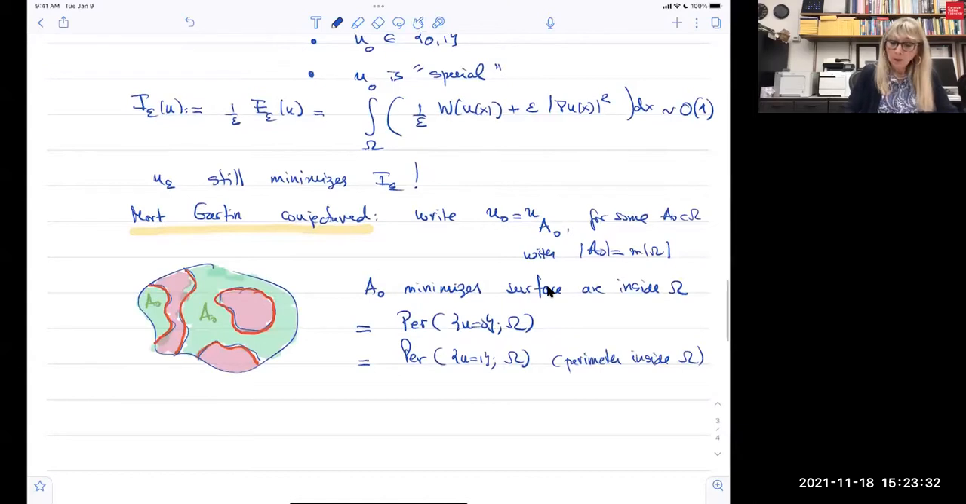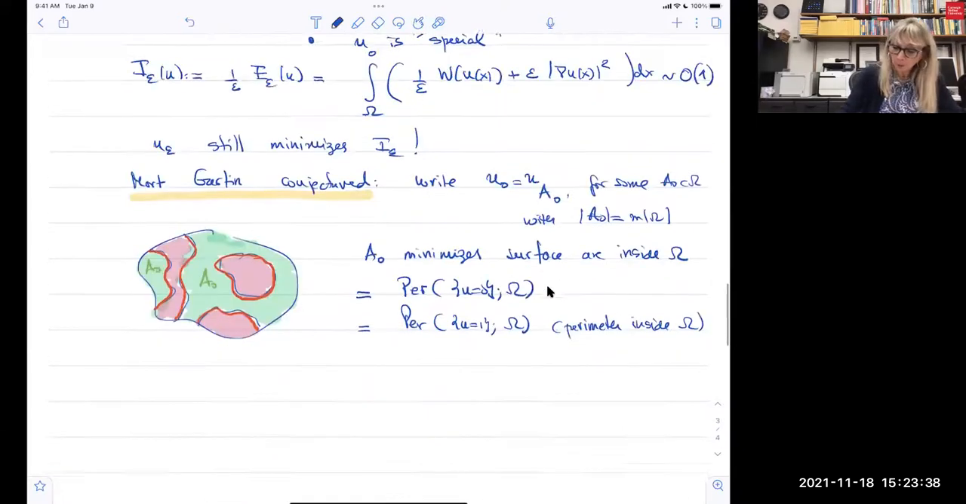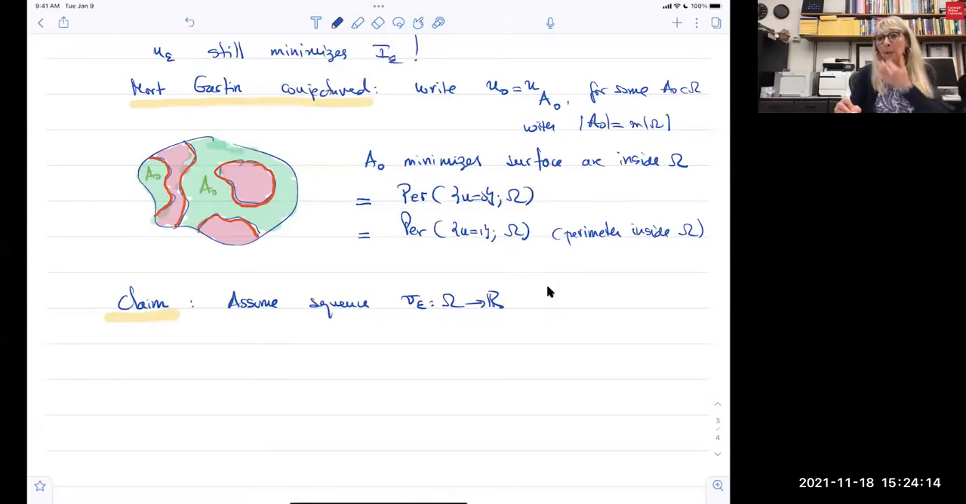So we have lots of things in our program here. Let me start by proving the following. Oops, I'm not using that color, I'm using yellow. And my claim is that, so assume that you have a sequence, not necessarily of minimizers. So I'm going to keep the U epsilons for minimizers and V's are generic, right? So assume that you have a sequence V epsilon from omega into R, which are energy bounded.